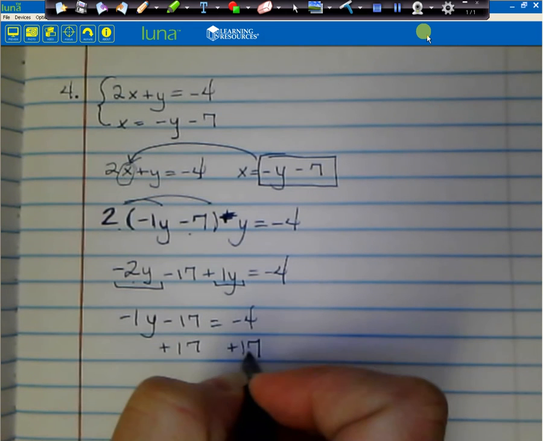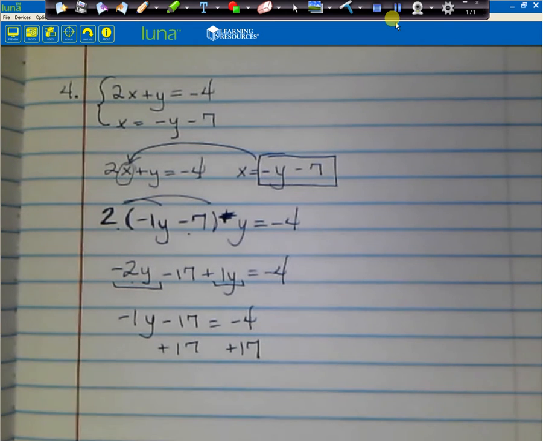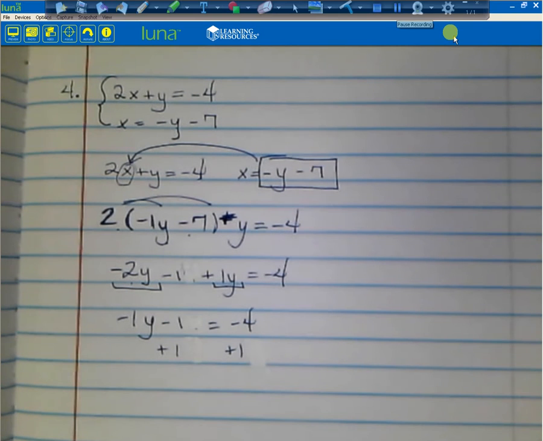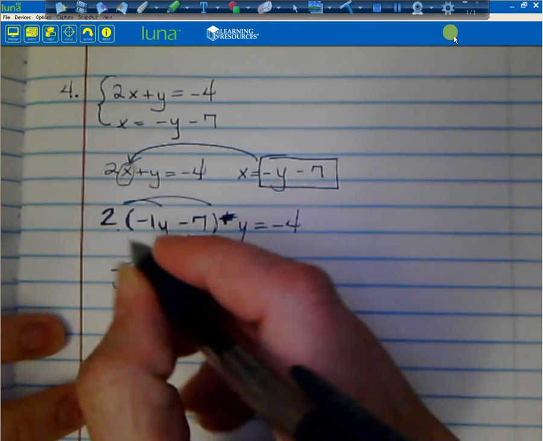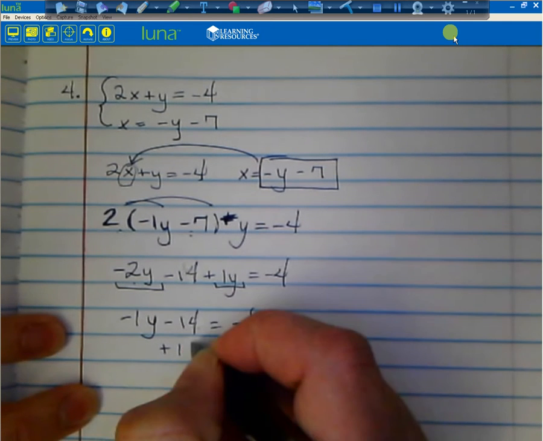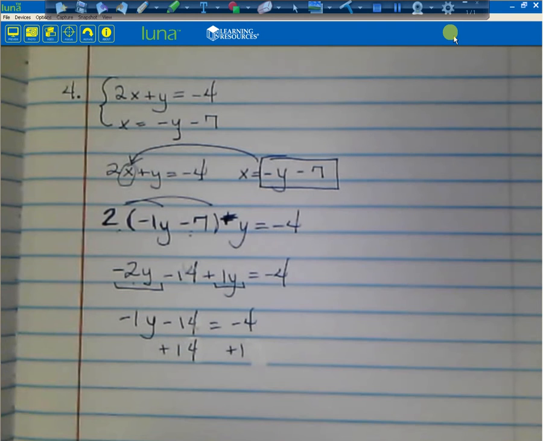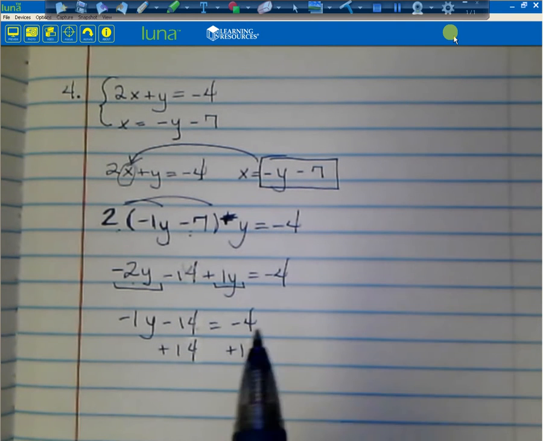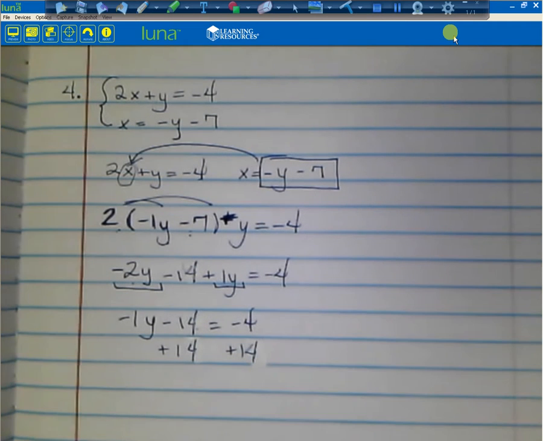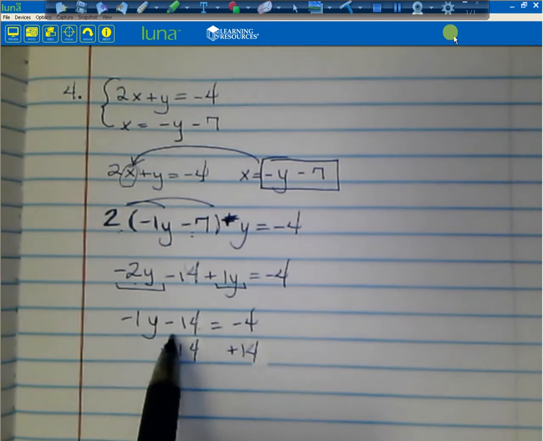Oh, I'm so sorry. I did that wrong. I made a mistake, and you probably noticed it when I did it. I'm sorry, I wasn't paying attention. 2 times negative 7 is negative 14. So go back and change, because you're using a pencil and you have an eraser, it shouldn't be a problem for you. Go back and change those 17s to 14s in case you haven't already caught my mistake there. I'm sorry about that. I didn't mean to confuse you. So what I have here is negative 1y minus 14 equals negative 4.